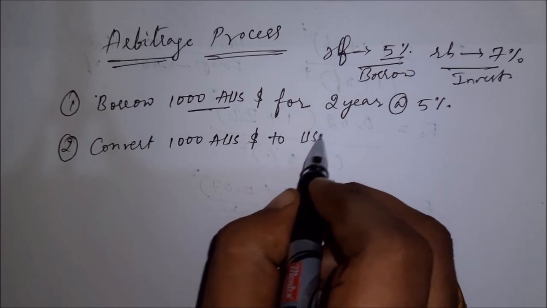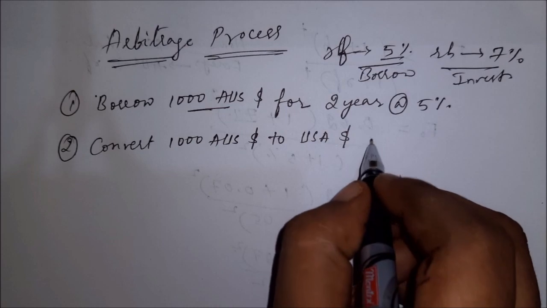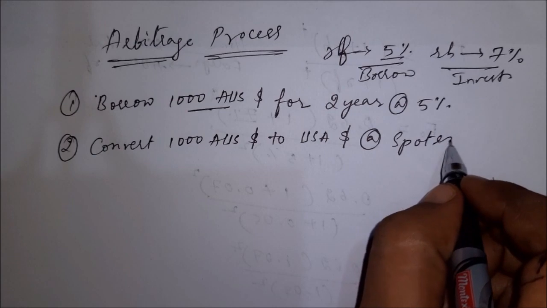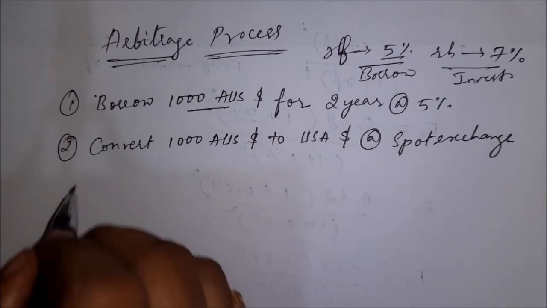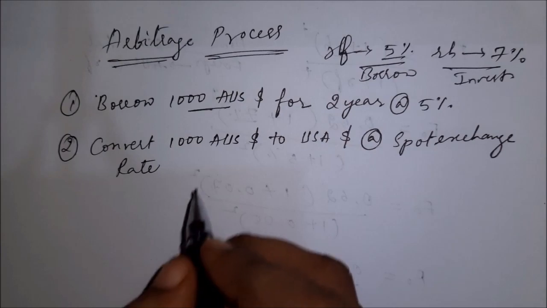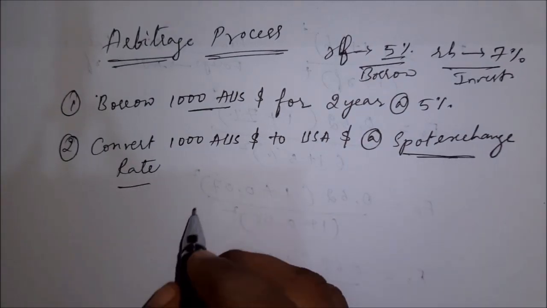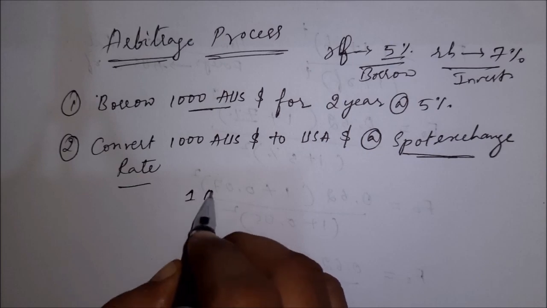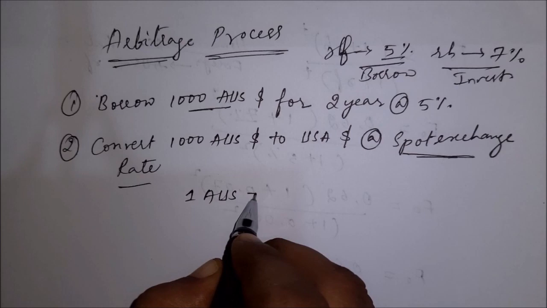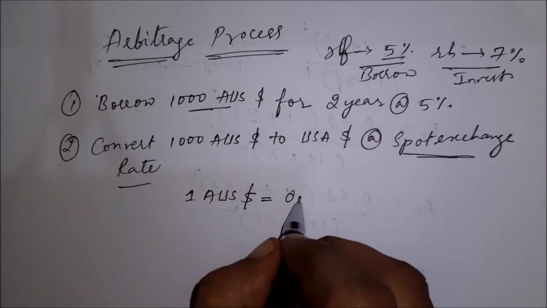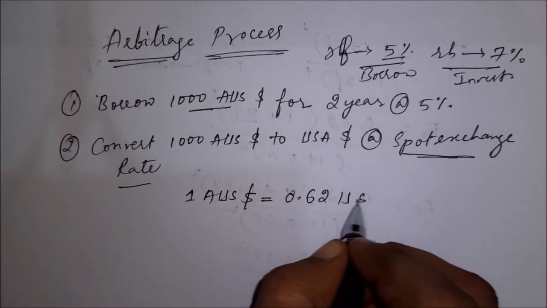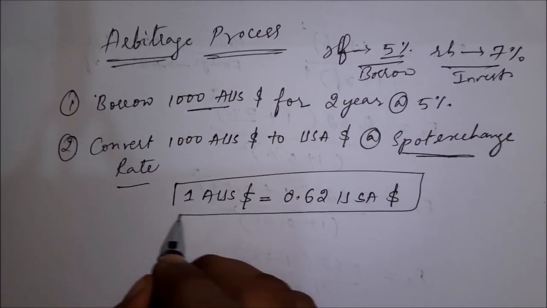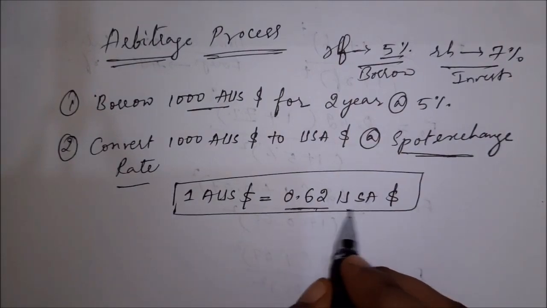US dollar. Convert 1000 Australian dollar to USA dollar at the spot rate, because we are converting today. So we should convert with the spot exchange rate. What is the spot exchange rate given in the problem? That is 1 Australian dollar is equal to 0.62 USA dollar. This spot exchange rate is given in the problem. We have to convert with this quote.